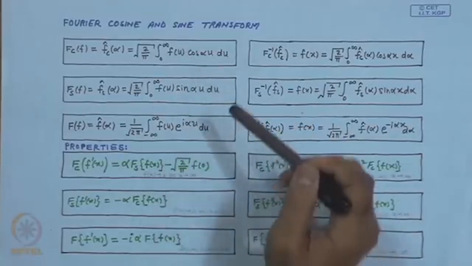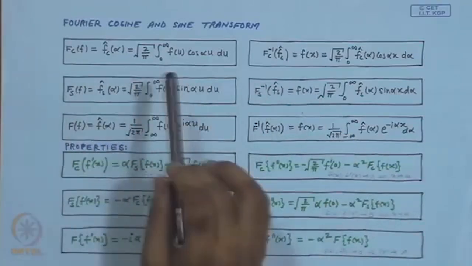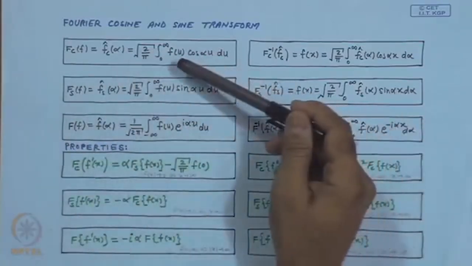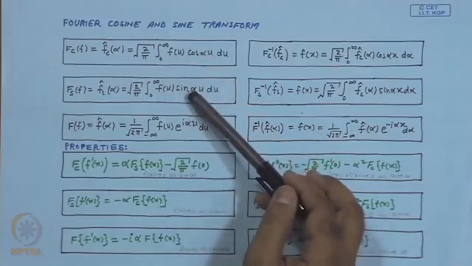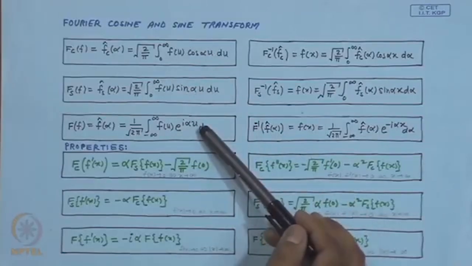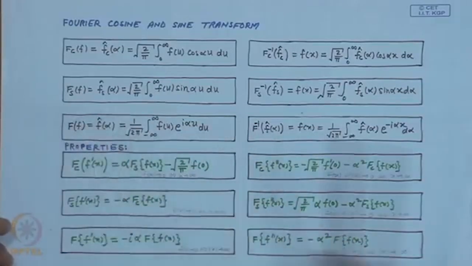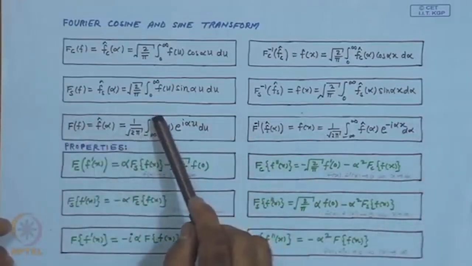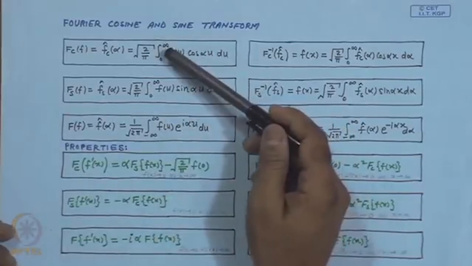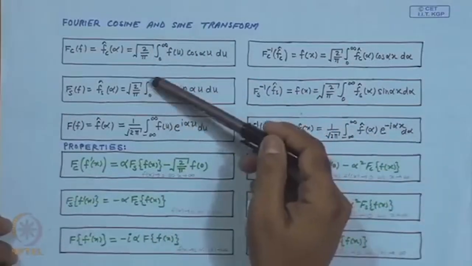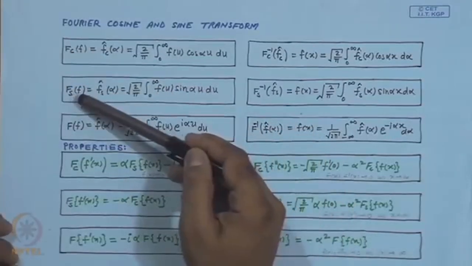One more point I should mention before we go to the examples: we have to see for a particular problem which one is applicable, whether we should apply the Fourier cosine transform, the Fourier sine transform, or the Fourier transform. One thing is clear: when the range of the variable over which we take the transform is from minus infinity to plus infinity, then we will of course apply the Fourier transform. But if the range for the variable is from 0 to infinity, then we have two choices, either the Fourier cosine transform or the Fourier sine transform.